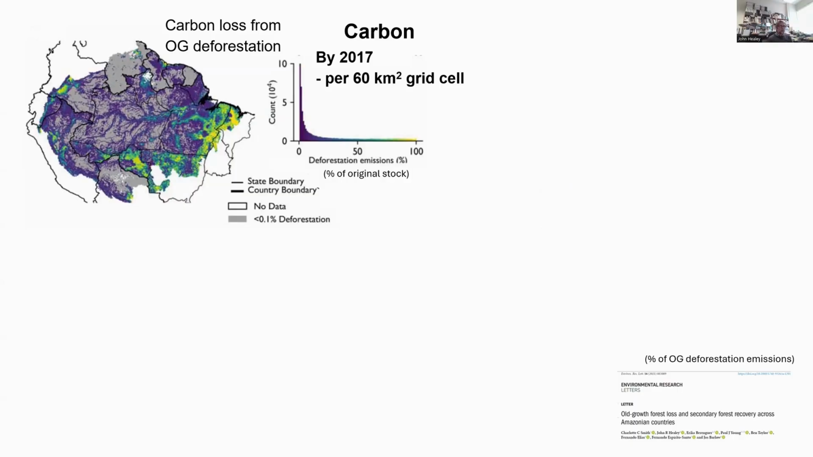Apologies for that interruption. Okay, so that's the amount of carbon stocks that have been lost due to deforestation expressed in these terms and how they map across the Amazon.